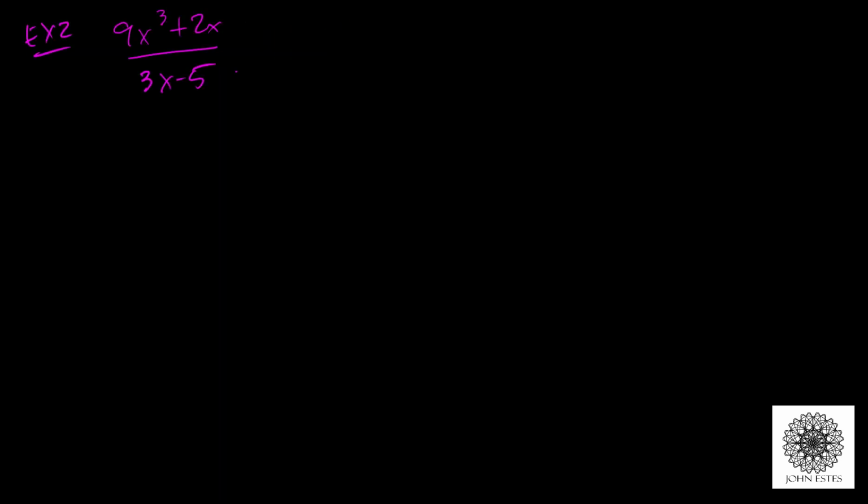Okay, so this time I'm dividing 9x cubed plus 2x by 3x minus 5. So I'm going to go ahead and write it in the long division form. And since I don't have an x squared, I'm going to put a 0x squared. This is going to help my arithmetic be cleaner. It'll be aligned better. I have a plus 2x, and again, I have no constant, so I'm just going to put a 0 to help me align my work.